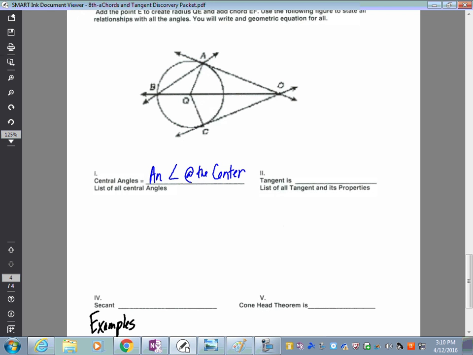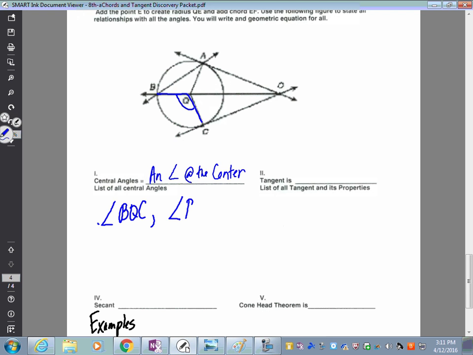Can you find an angle at the center? And let's name it. I'm going to do the angle symbol. I need 3 letters to identify that angle. All right, B, Q, C. Okay, if I go to B, Q, C, yes, that is at the center. So you put the angle symbol, and then you do B, Q, C. That is one.